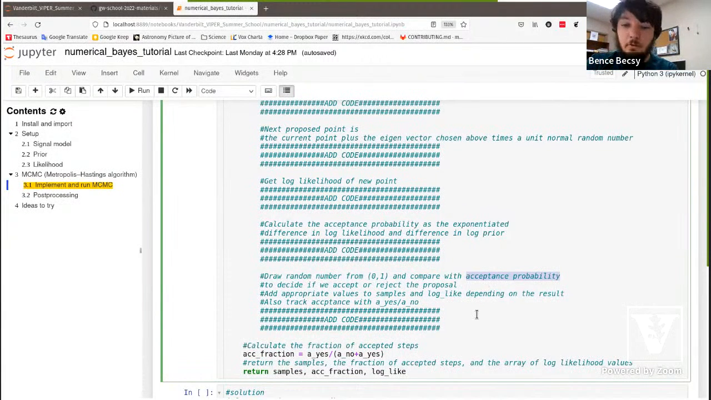And so if you accept the proposal, then you will add to your samples array this new point that we proposed, and add the new log likelihood we calculated to the array of log likelihoods, and add 1 to the accepted array. If not, then we will just copy over the previous sample and previous likelihood and add 1 to the rejected array. And so this concludes this loop, and then we just calculate this acceptance fraction, which is the number of accepted steps divided by the total number of steps, and then we return all of these.